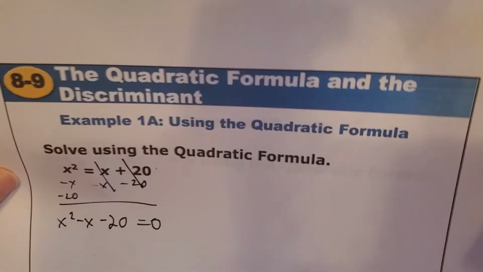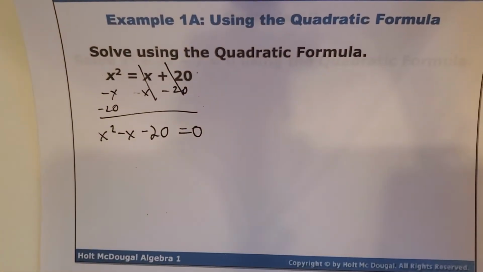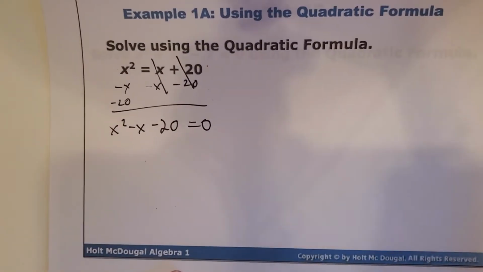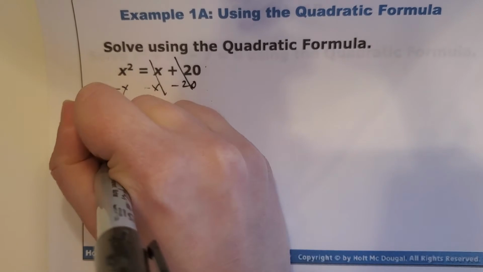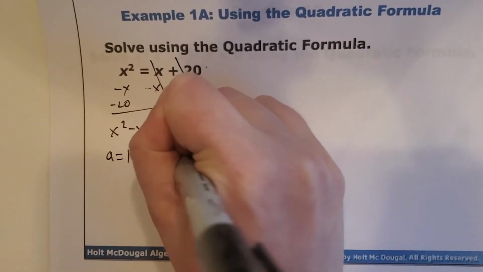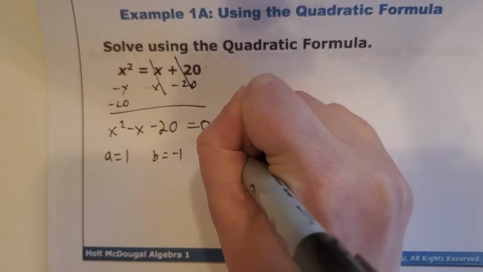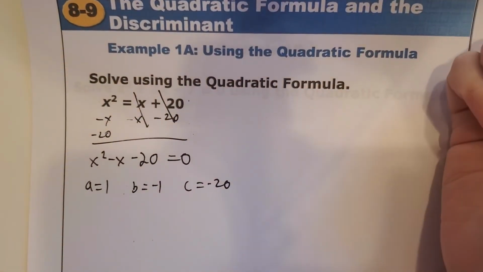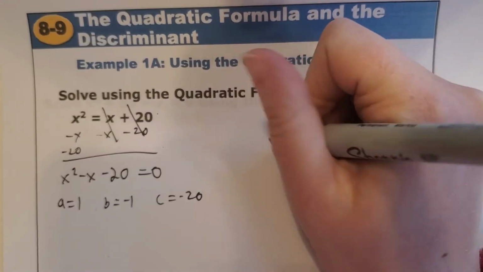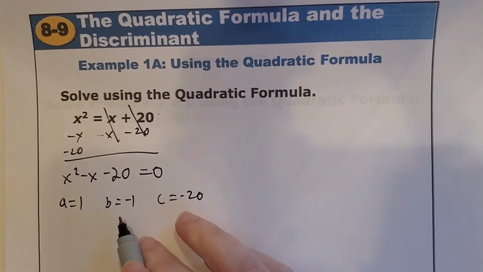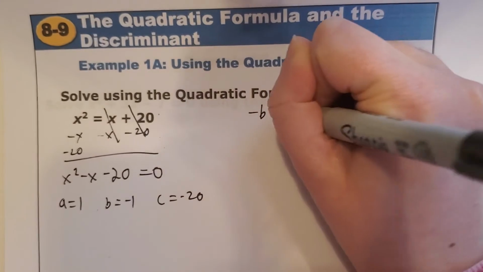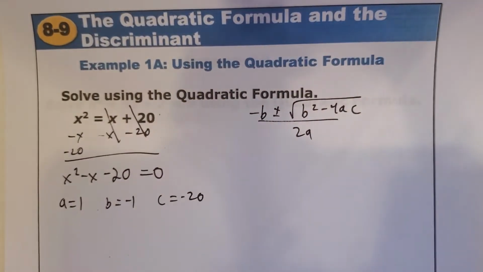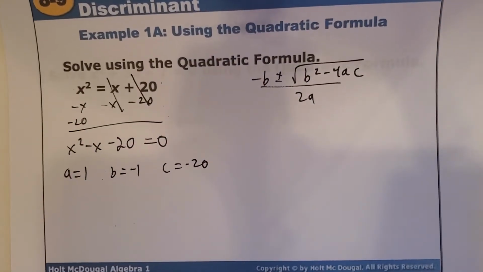So then it looks exactly like the problem that we did before. We're going to use the quadratic formula, but again, if it helps you to write down specifically what A, B, and C are before you do anything, go for it. A is 1, B is negative 1, and C is negative 20. Again, be careful with your signs. So, let me write down the quadratic formula. There's your quadratic formula.